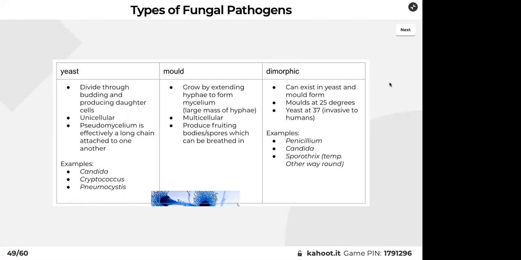However, I think the other ones was Candida. So Candida, it can be a yeast or a mold. It depends on the temperature, but I believe it said at 25 degrees. So at 25 degrees, Candida, it's a mold, so it divides by extending hyphae, not budding. And then the other ones were penicillium and I think sporothrix. But yeah, the answer there would be Cryptococcus because it's a yeast.